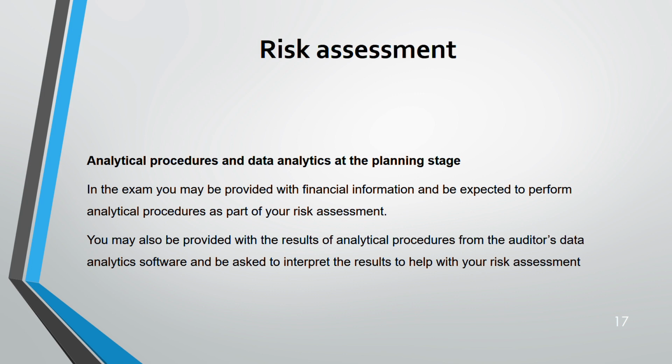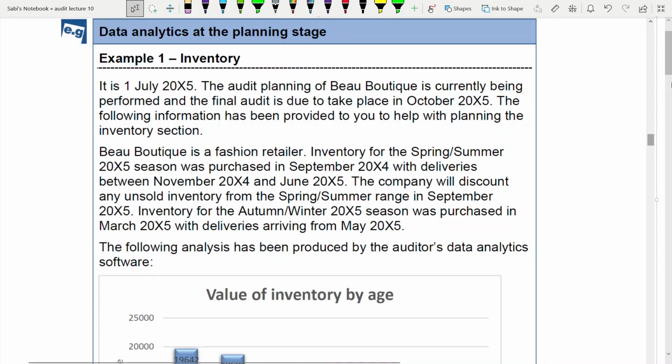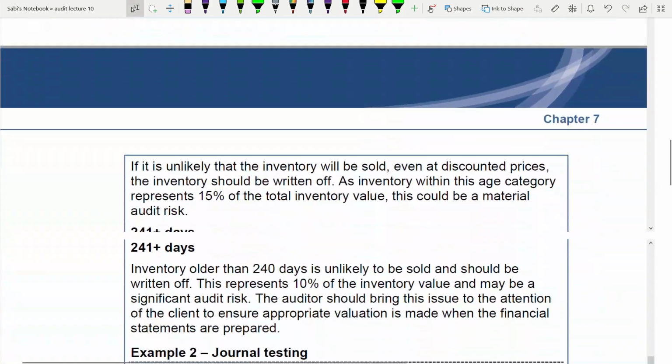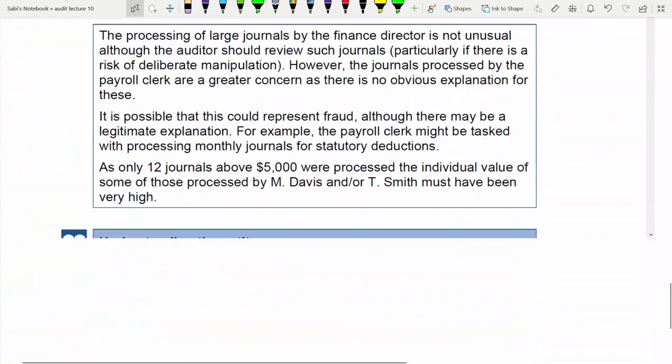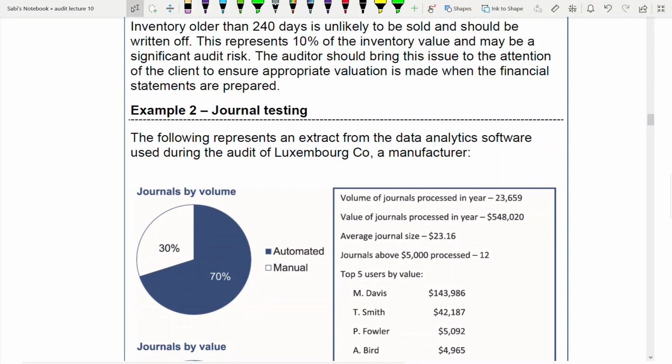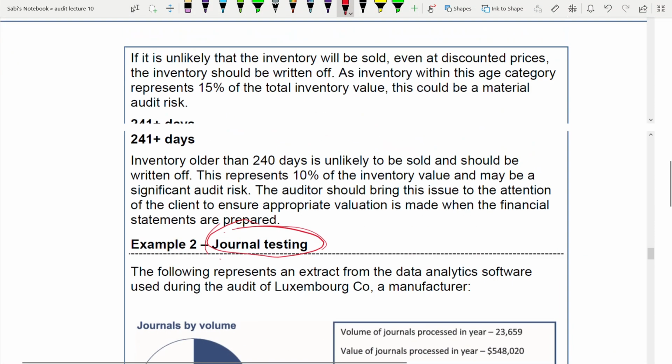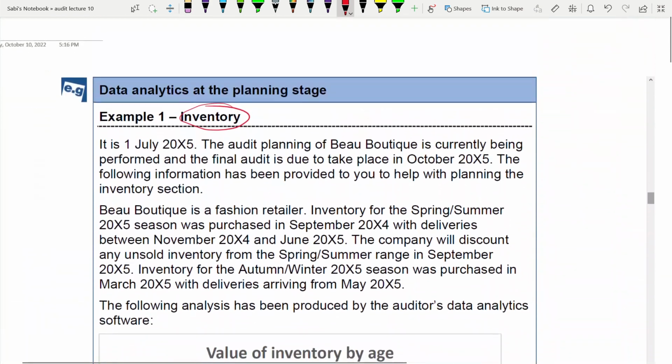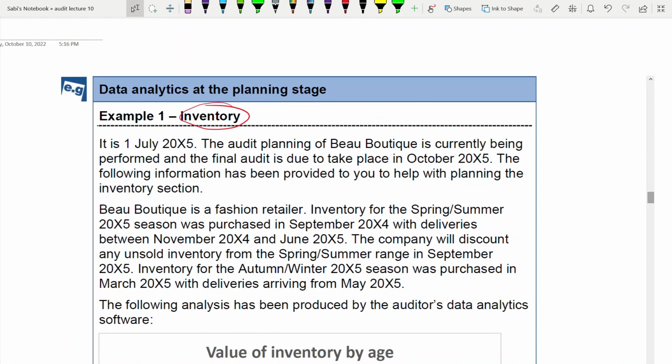Let's go through an example of analytical procedure. Here you have been given two examples. One is of inventory, example 1, and example 2 is of journal testing. I will take you through both examples to see how we can use data analytics at the planning stage.